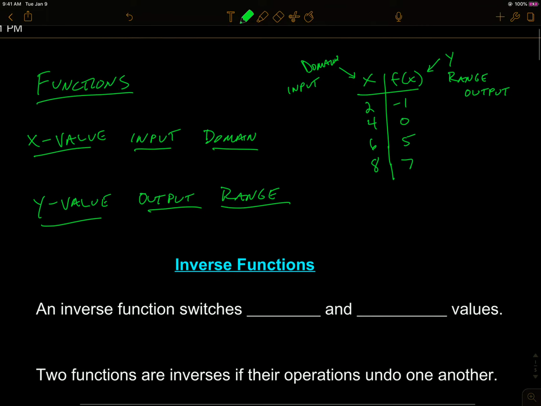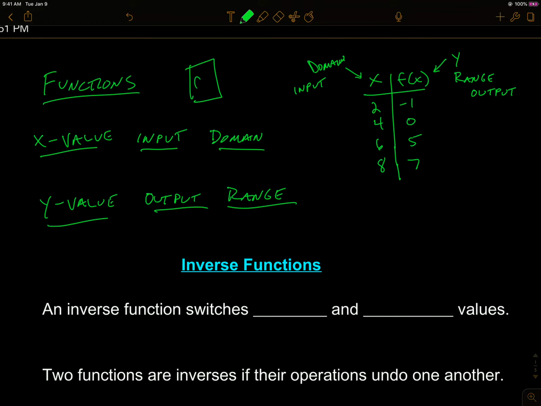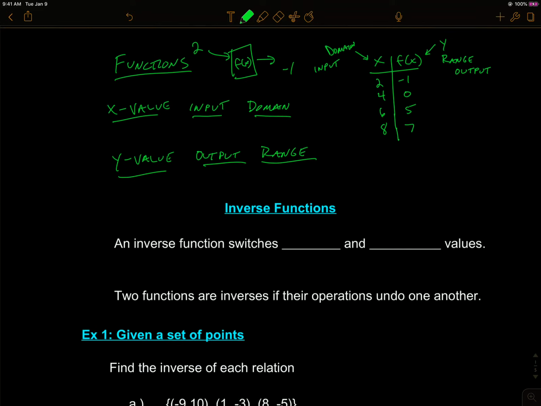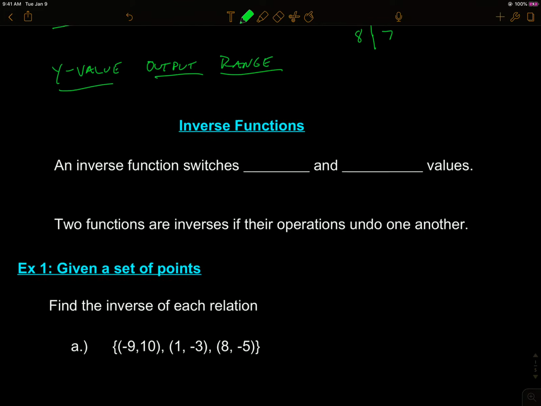Okay, so again, this function is some type of machine. If we plug in 3, maybe we get out 7. Or in this table's case, if we plug in 2, the table says we get out -1. So a function's got an input and an output, a domain and a range, an x and a y.